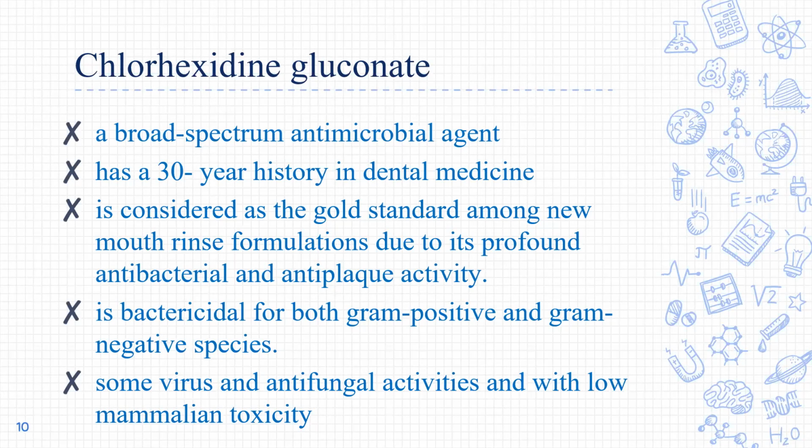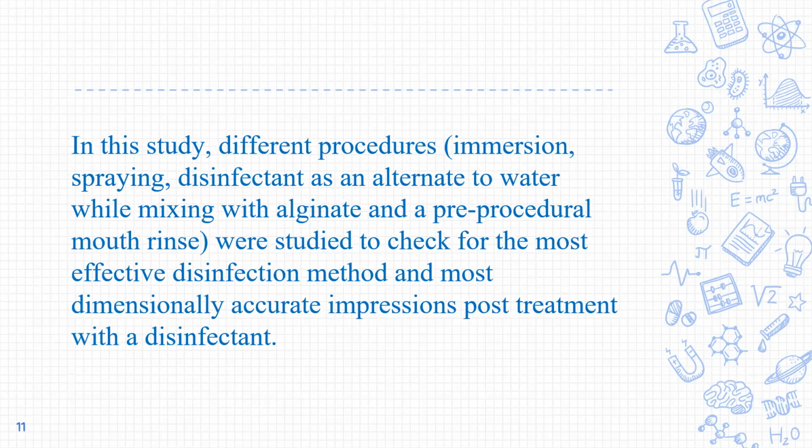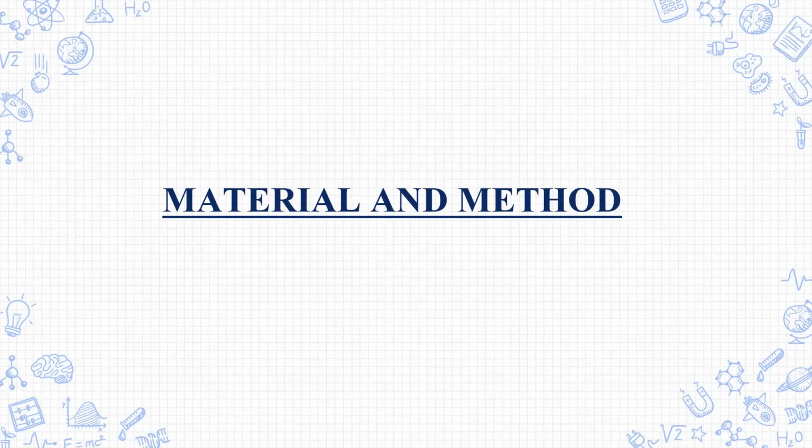For the disinfectant, we have taken chlorhexidine gluconate as it is a broad spectrum antimicrobial agent which is effective against both gram positive and gram negative species and also has some virus and antifungal activities. The most important thing is that it has very low mammalian toxicity. We have used different procedures, that is impression spraying, a pre-procedure mouth rinse, or the disinfectant as an alternate to water while mixing the alginate. And we have studied these different techniques for their microbial efficacy and their effectiveness on the dimensional changes.